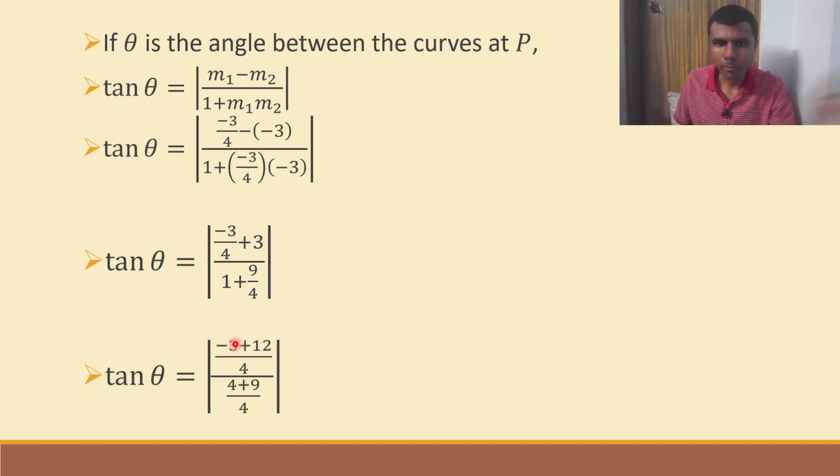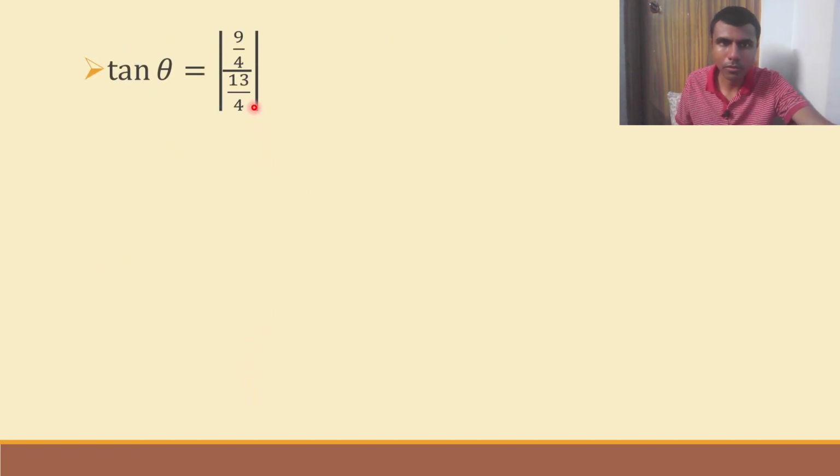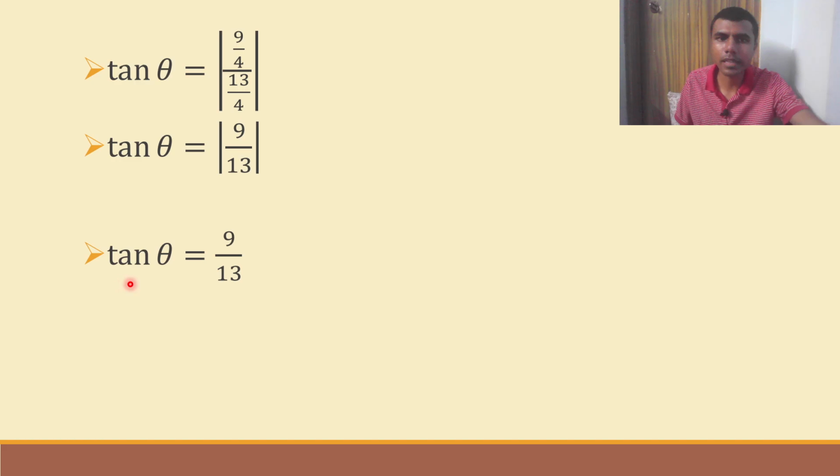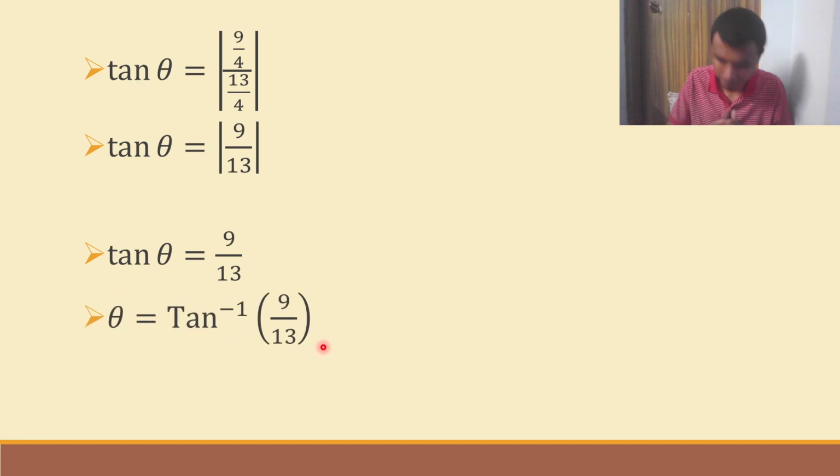Now minus 12 plus 3, you can see it as 12 minus 3. So 12 minus 3 is 9. So tan theta is nothing but modulus of 9 by 4 divided by 13 by 4, since 4 plus 9 is 13. So 4 4 cancel, tan theta is modulus of 9 by 13. It is a positive number, 9 by 13, so the modulus can be removed. So tan theta is 9 by 13 and theta is tan inverse 9 by 13.